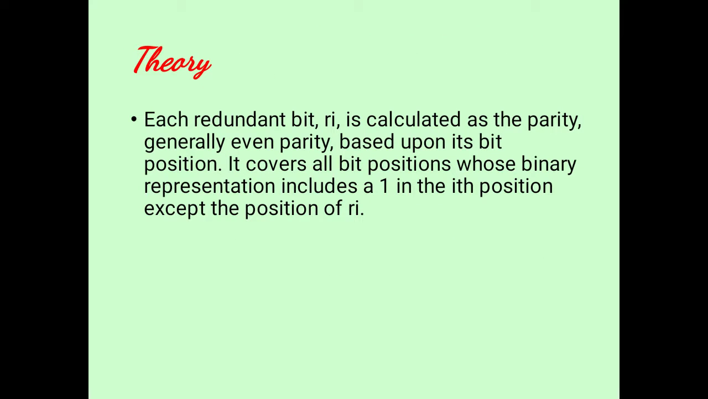The theory is that each redundant bit is calculated as parity, generally even parity. By default, Hamming code will utilize even parity. Until and unless it is mentioned that you have to use odd parity, you have to consider it as even parity only. It covers all bit positions whose binary representation includes a 1 in its ith position, except the position of Ri. This I will explain whenever we consider an example.